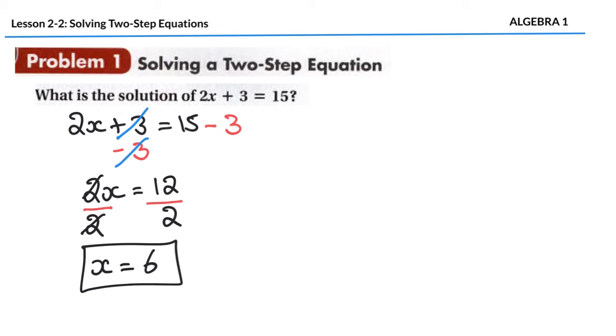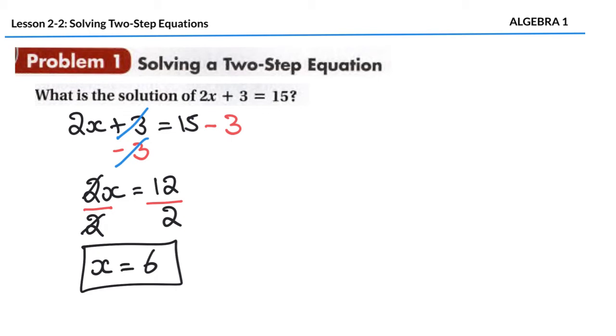So do you get how we solve two-step equations? We perform 2 steps. One, we subtracted 3 and then we divided by 2. So these are the 2 steps that were involved in solving this equation.